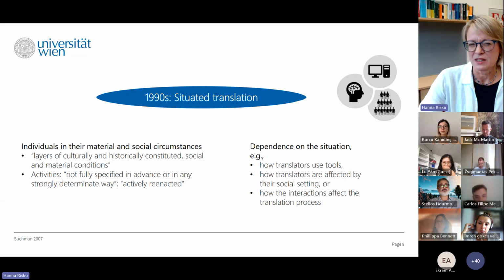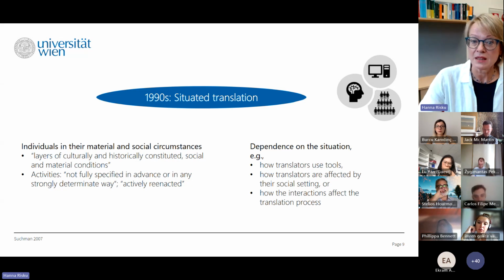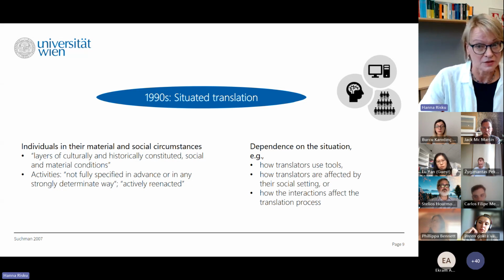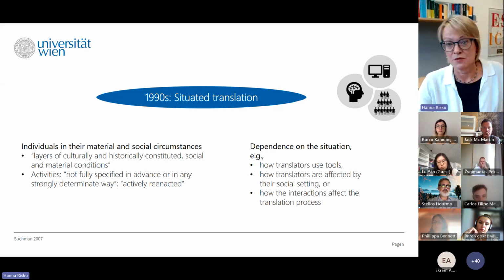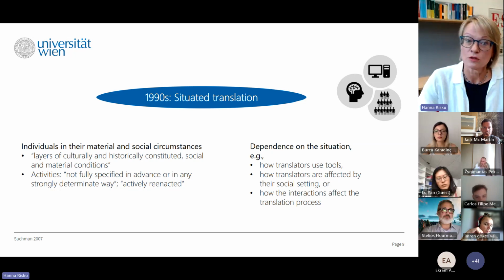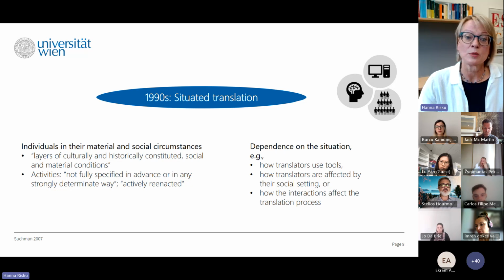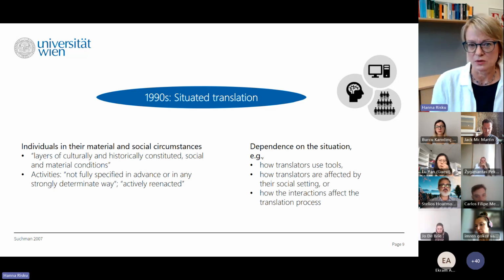Suchman writes that activities are not fully specified in advance or in any strongly determinate way, but any act of understanding or decision-making, for example, must be actively reenacted in the here and now. So this view relativizes the idea of autonomous subjective agency by emphasizing the individual's dependence on the situation. The influence of the situation is so strong that decisions and choices of an individual can only be understood by taking the situation into account.